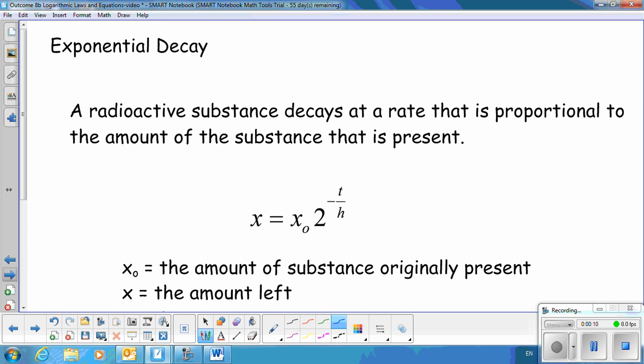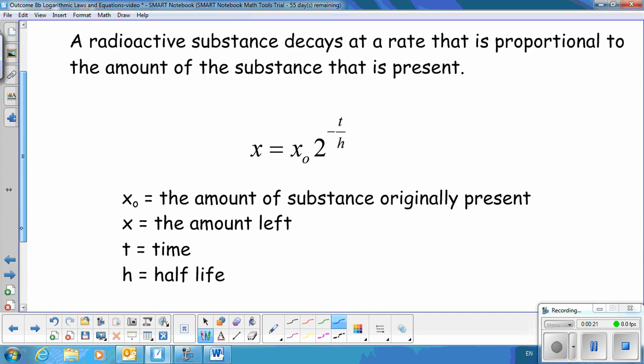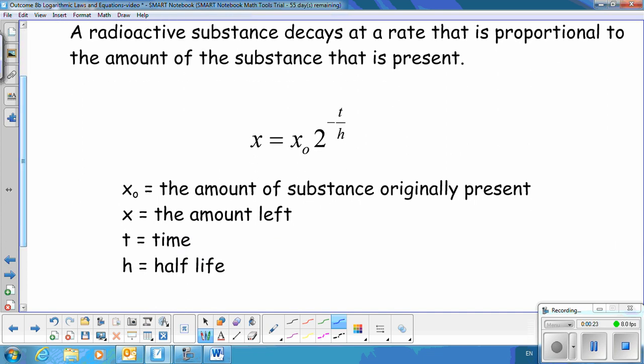A radioactive substance decays at a rate that is proportional to the amount of the substance that is present. So the more that's present, the more it decays. Here's a formula that we can use to help us calculate exponential decay.